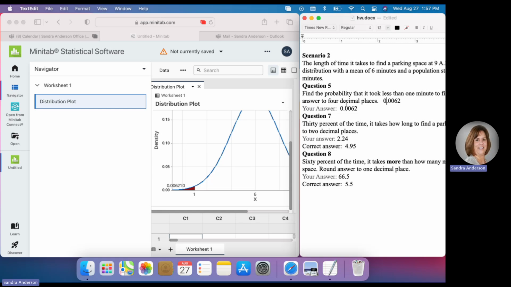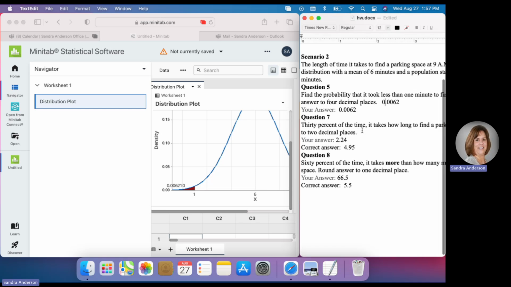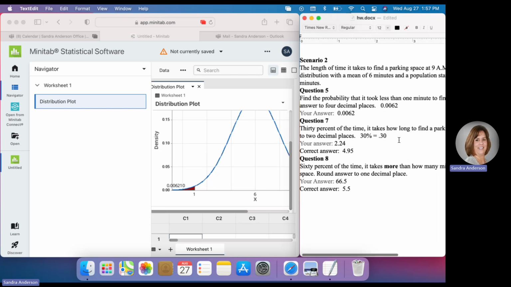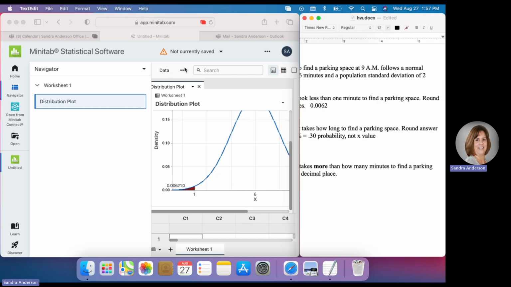Okay, that was fine. However, let's look at 7 and 8 because these two are a little bit different. This one gives us 30% of the time. That means 30%, if you'll recall, is the same as the decimal 0.30. So basically, they've given us a decimal. They've given us a probability, not an X value. Okay, so when I come over here, I'm going to go graph.